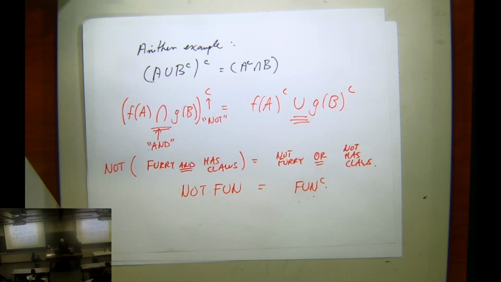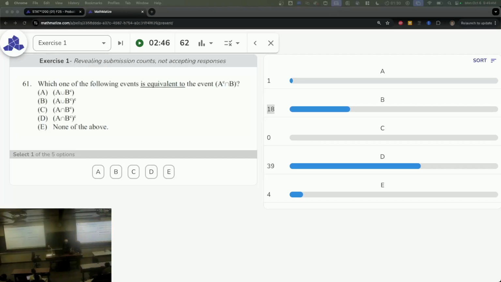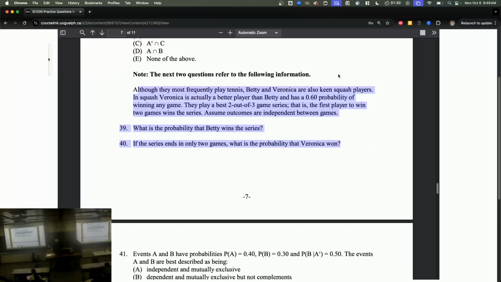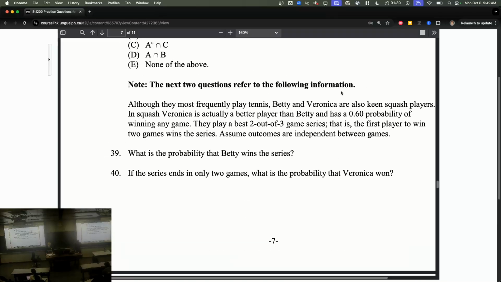Although they most frequently play tennis, Betty and Veronica are also keen squash players. In squash, Veronica is actually a better player than Betty and has a 60% probability of winning any game. They play a best 2 out of 3 game series. That is, the first player to win 2 games wins the series. Assume outcomes are independent between games. So then there's a couple of probability questions, but what I wanted to start off with is the Venn diagram.